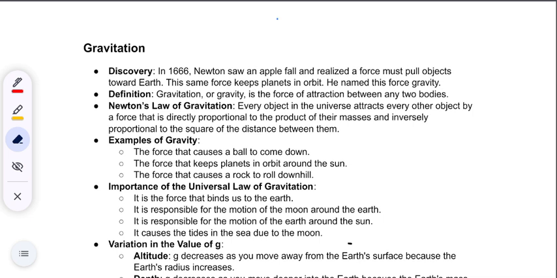Definition of gravity and gravitational force. It is the force of attraction between any two objects. The force of attraction between any two objects is known as gravity and gravitational force. It is not one-sided. It is double-sided. For example, let's say this is one object and this is another object.